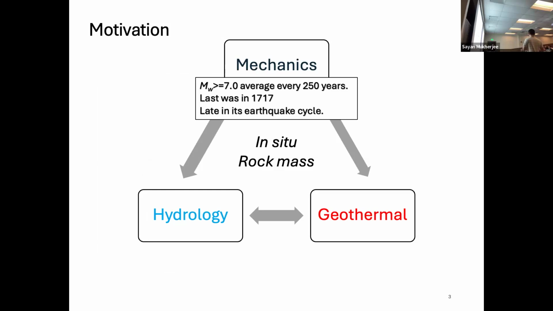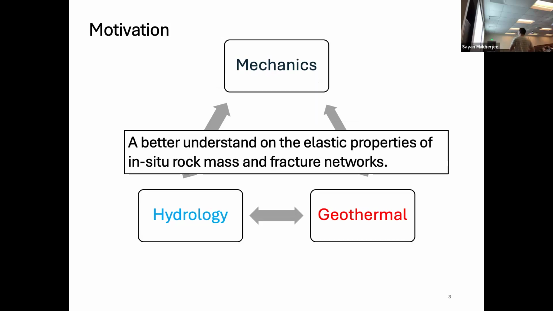Overall, as you can see, all these aspects interact with each other. A more interesting fact that motivates us to study the Alpine Fault is that some paleoseismic studies indicate that every 250 years, a large earthquake with magnitude greater than 7.0 happens. The last time it happened was more than 300 years ago, so it's pretty late in its earthquake cycle. All of this motivates us to have a better understanding of the elastic properties of the in situ rock mass and these fracture networks.